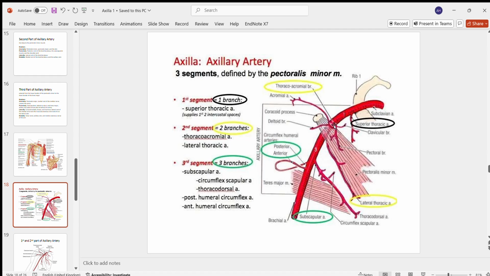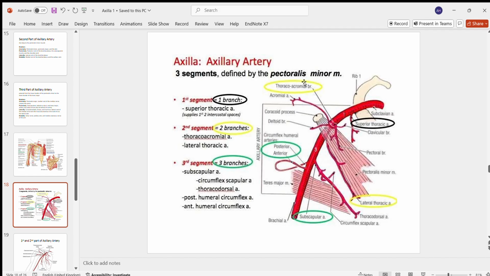The thoracoacromial branch is further subdivided into four parts. One is the clavicular part, which supplies the acromioclavicular joint. The next is the pectoral branch, which supplies the pectoralis muscles. Third branch is the deltoid branch, which passes into the deltopectoral groove along with the cephalic vein. And fourth one is the acromial branch, which takes part in the anastomosis around the acromion process.